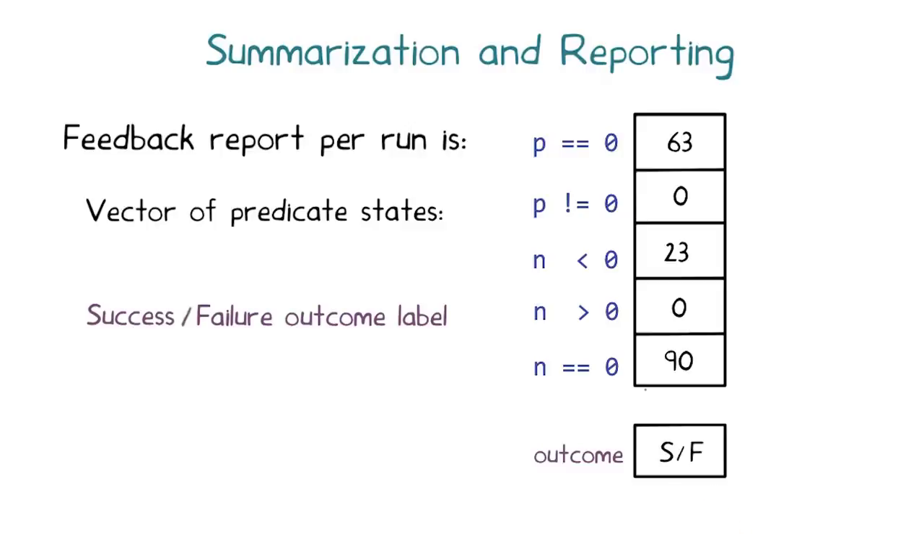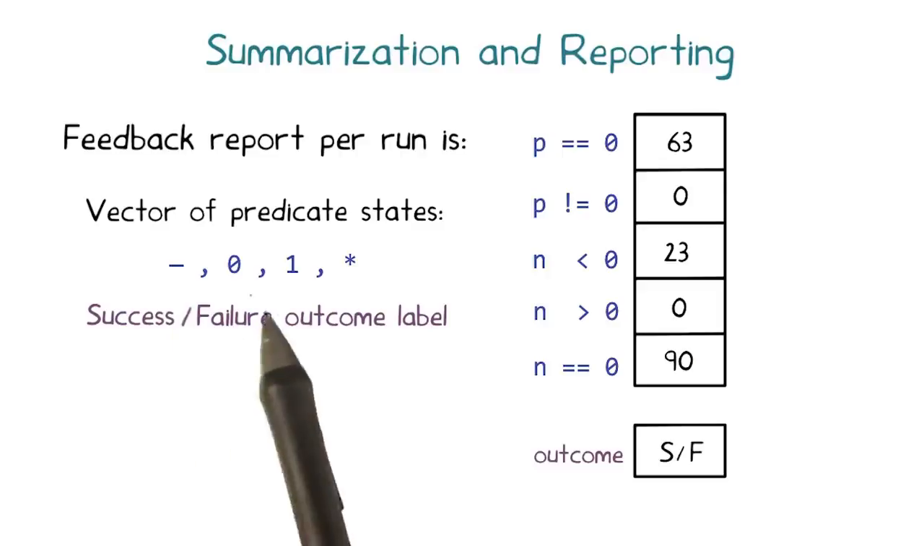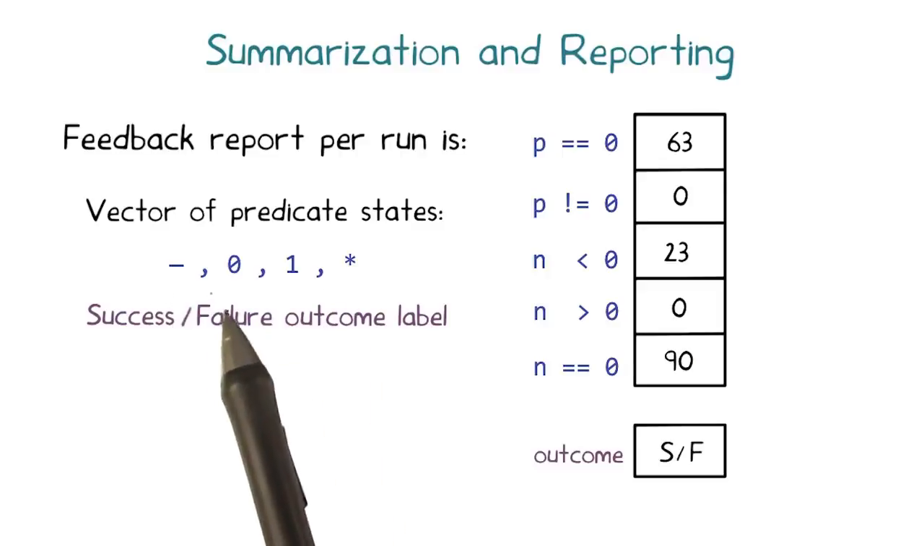It is up to you how you wish to define the state of each predicate in the feedback profile. One possibility is to report the counts itself. To keep things simple, however, we will abstract these counts to one of only 4 states: dash, 0, 1, and star. The dash state means that the predicate was never observed, neither as true nor as false, during the run.